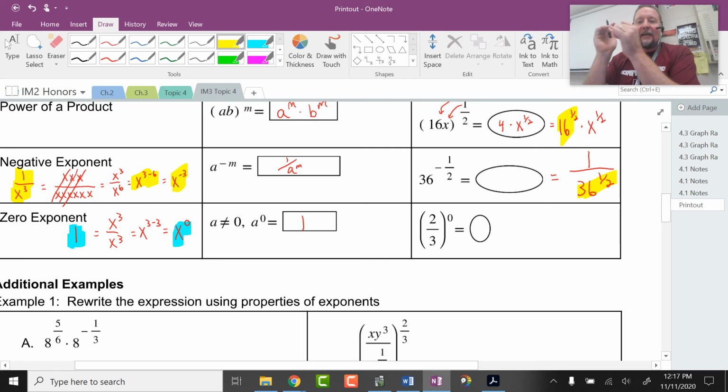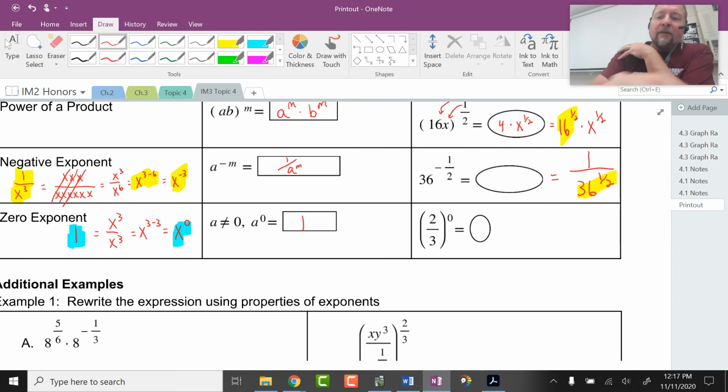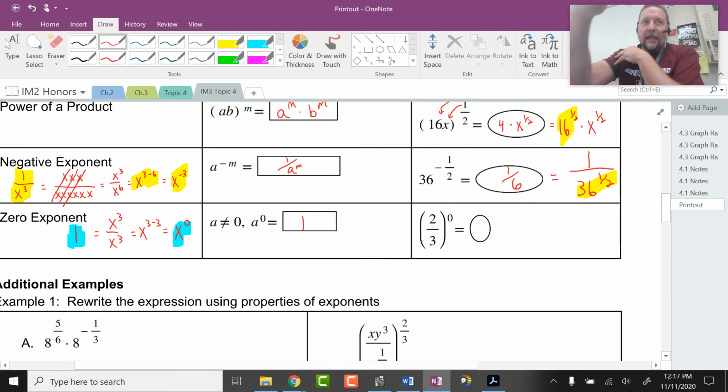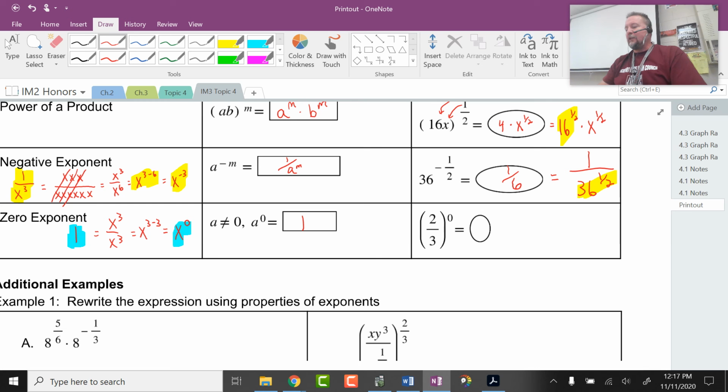Nice. Alessandra is the fastest at this. So the final answer is 1 over 6 because of the negative exponent idea and the flipping. So 1 over 36 to the 1/2 is 1 over 6.